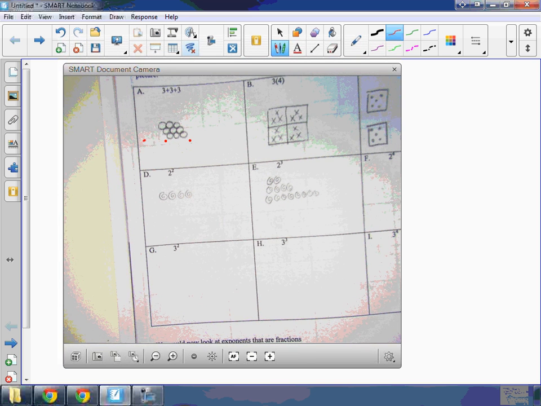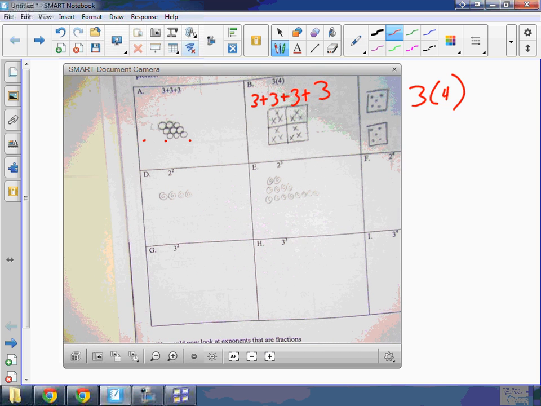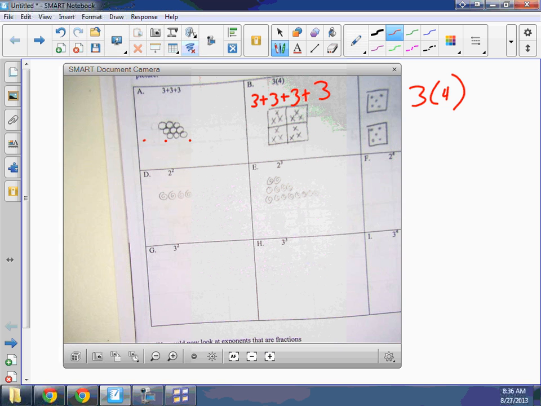Okay? Well, if I had 3 times 4, could I represent 3 times 4 in a picture? So B is actually 3 plus 3 plus 3 plus 3. And we get lazy, and we say 3 times 4. So do you see 3 times 4 in the picture? How? So we have 4 boxes, and each box has 3 x's. So that would be 3 times 4.